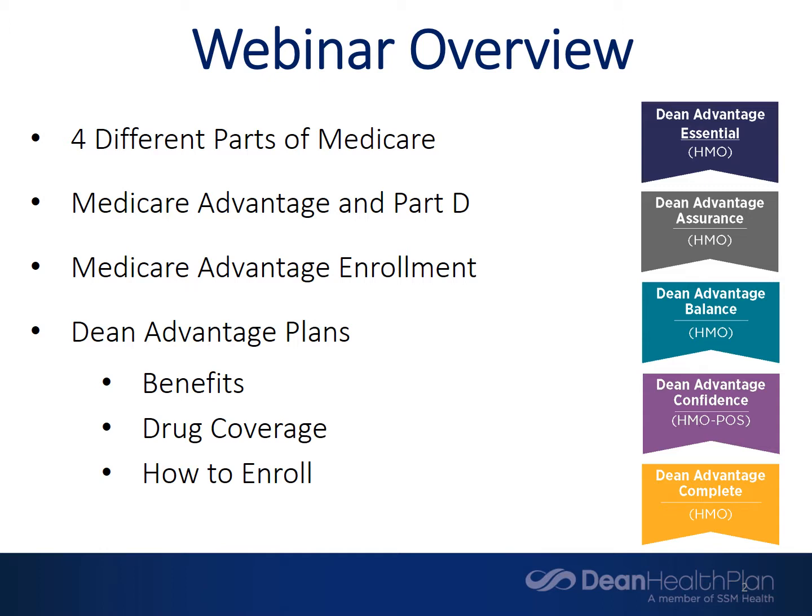In this video, we are going to cover the 4 parts of Medicare, how Medicare Advantage and Part D works, Medicare Advantage enrollment periods and who is eligible to enroll, as well as a brief introduction to the 5 Dean Advantage plans: the Essential HMO, Assurance HMO, Balance HMO, Confidence HMO POS, and Complete HMO, including the provider network, benefits, prescription drug coverage, and how to enroll.